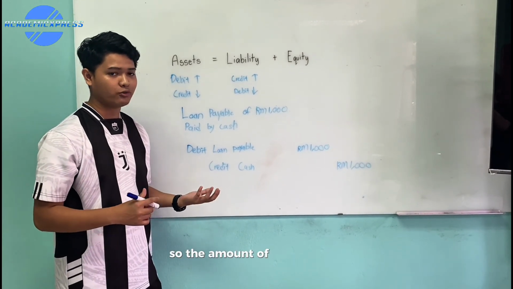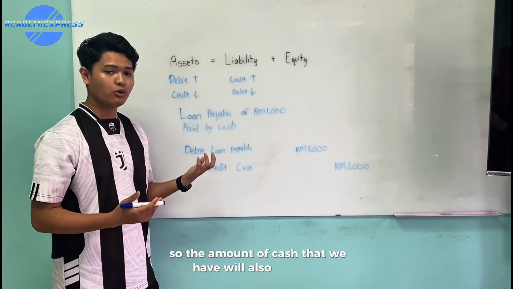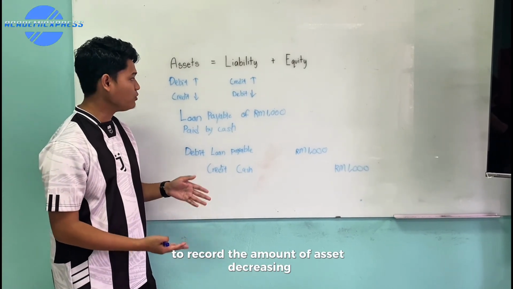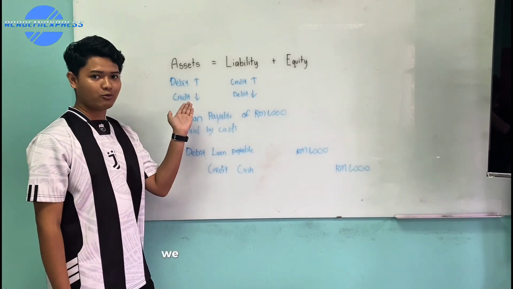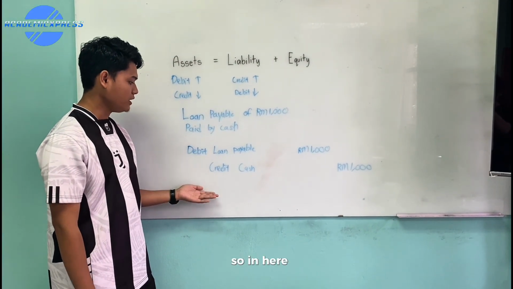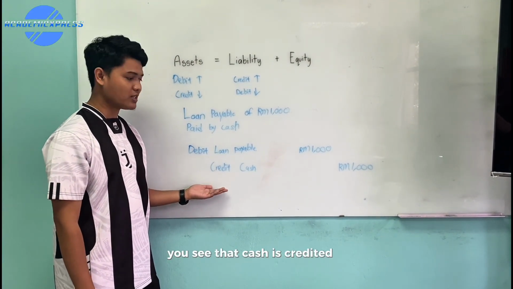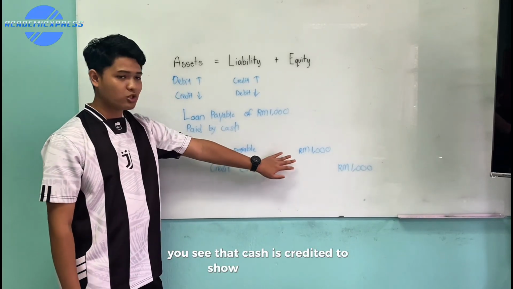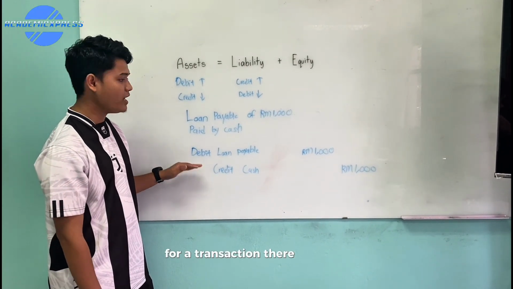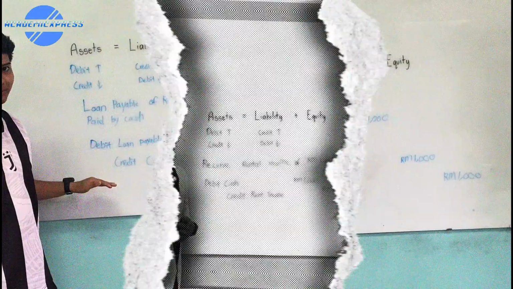So the amount of cash that we have will also decrease. To record the amount of asset decreasing, we will credit it. We will record the transaction as a credit. So in here, we see that cash is credited, to show that for a transaction, there is a debit and a credit.